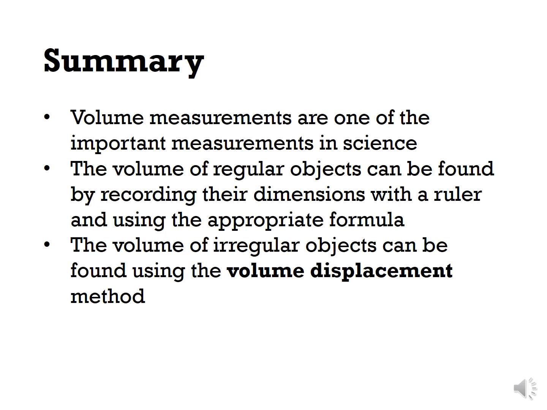In summary, volume measurements are one of the important measurements in science. The volume of regular objects can be found by recording their dimensions with a ruler and using the appropriate formula. The volume of irregular objects can be found using the volume displacement method. And don't forget that the graduated cylinder is a great piece of glassware to perform volume displacement techniques.